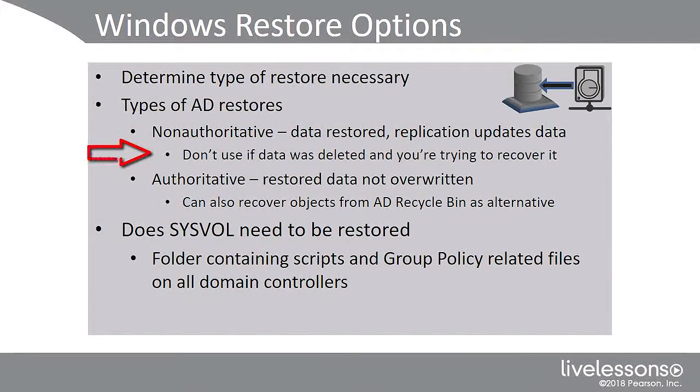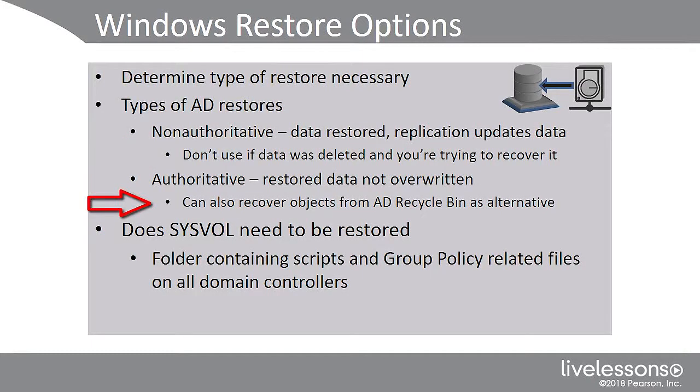The first is non-authoritative restore, and what this is going to do is restore the data, and then it's going to replicate the data that was restored. You don't want to use this if you're trying to undo a deletion. What does that mean? Let's say I deleted an item accidentally, and I don't have it in my recycle bin because I don't have that activated. And I want to try to get that data back. Well, if I bring it back using a non-authoritative restore, it's going to replicate my change, including the delete that I performed. That's not going to work for me.